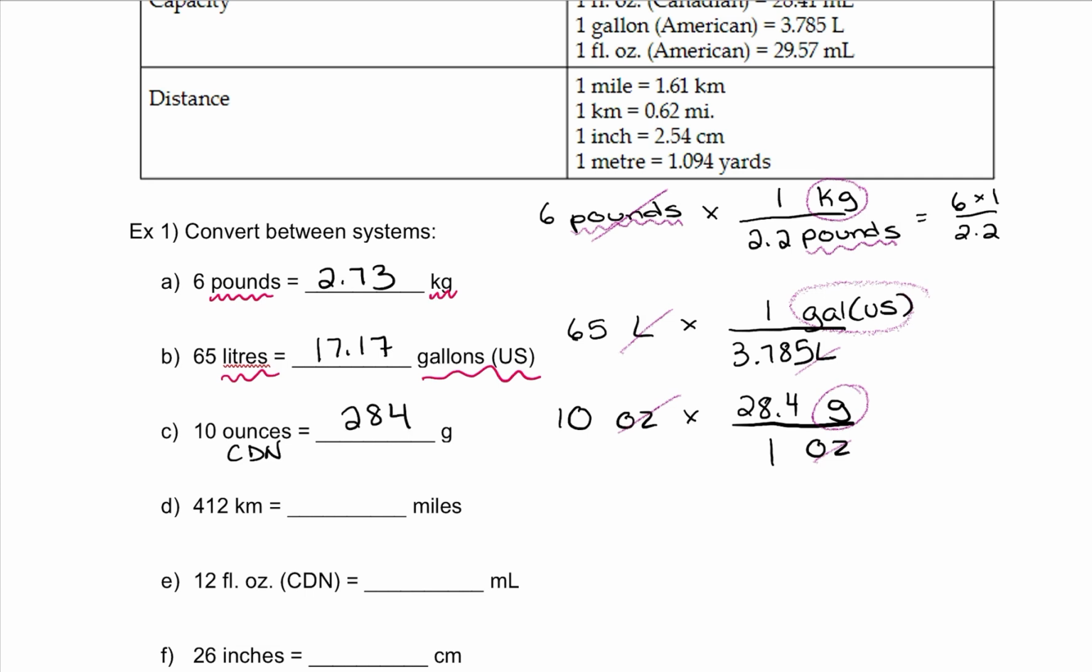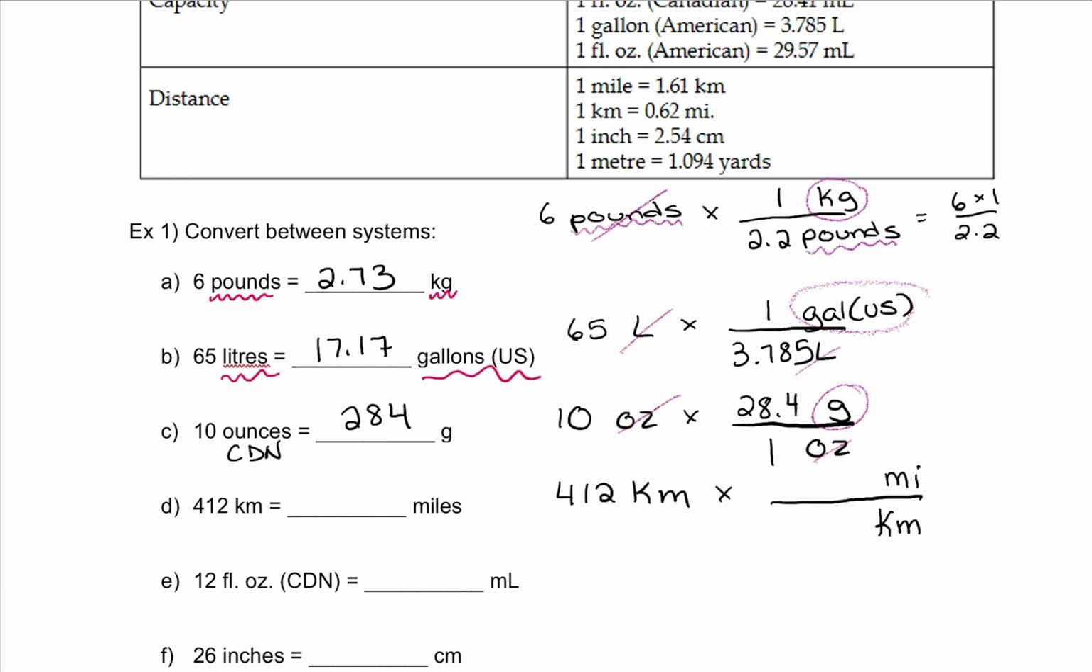All right, so I'm going to get you to take a minute to try the next one. 412 kilometers to miles. So you're starting with 412 kilometers times, and you're doing your blank. So go ahead and think about how you're going to place your kilometers and your miles here. So you should be putting km on the bottom and mi on the top.